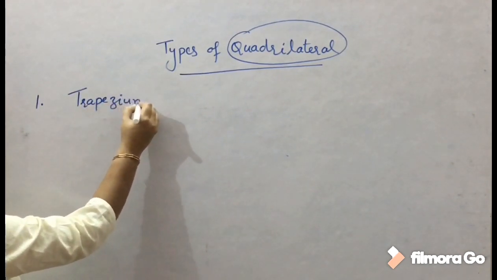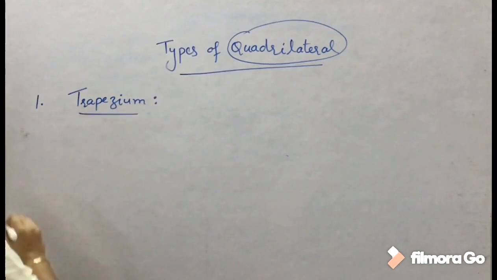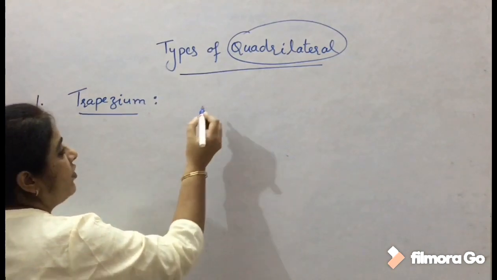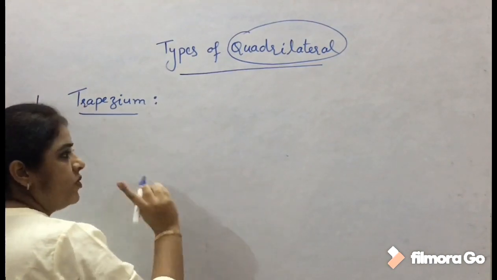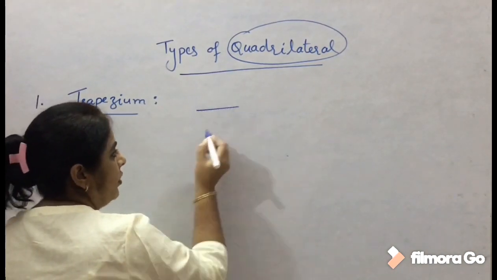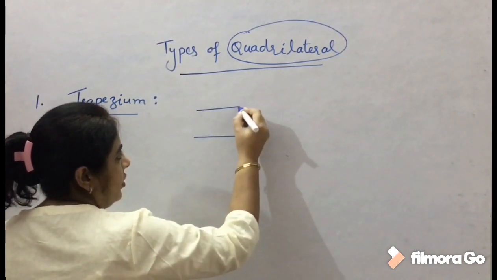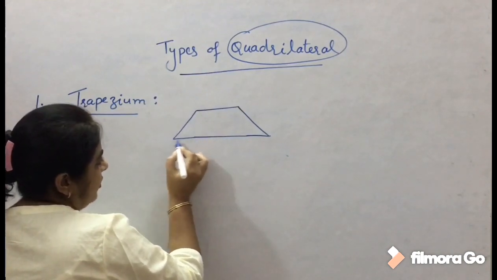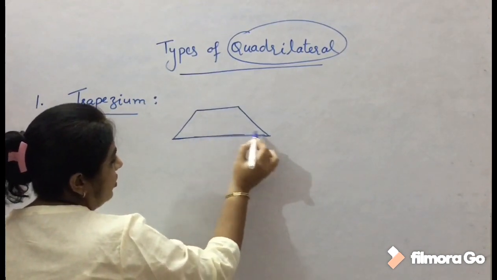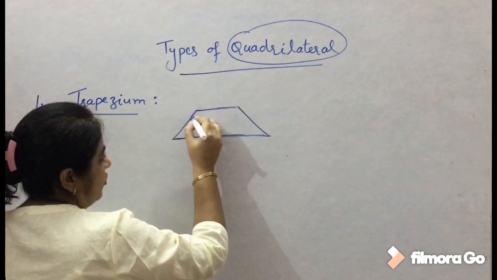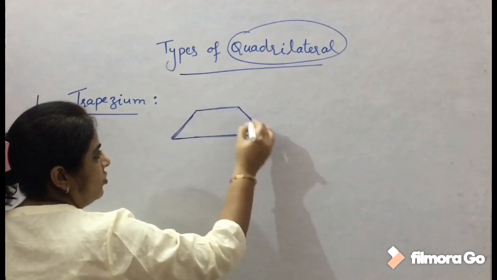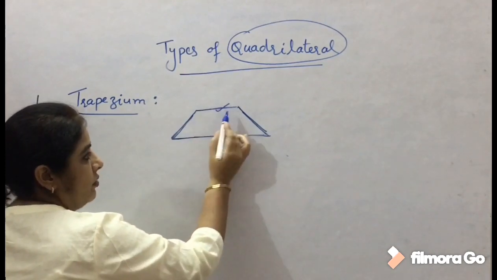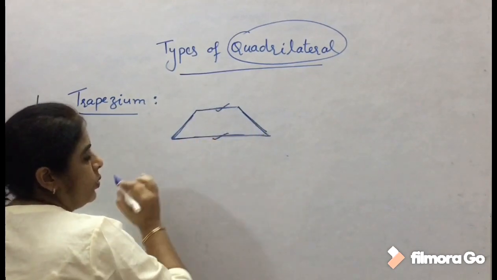Trapezium. What is trapezium? Trapezium is a quadrilateral in which one pair of the opposite side is parallel, like this. If we have this, generally one pair, this is opposite to this. So one pair of the opposite side is parallel, another is non-parallel.